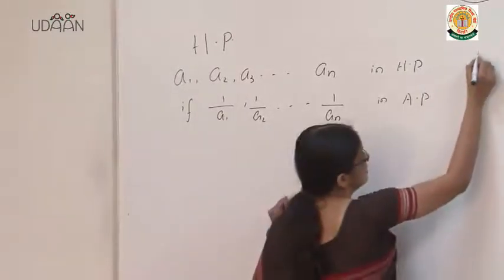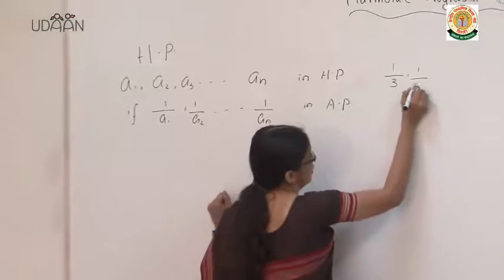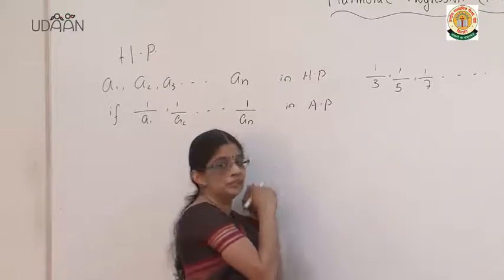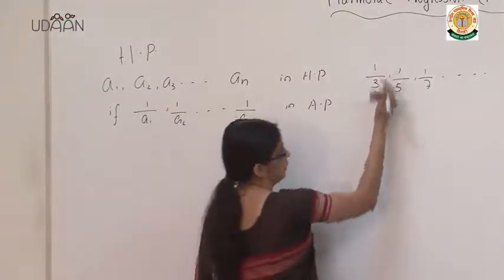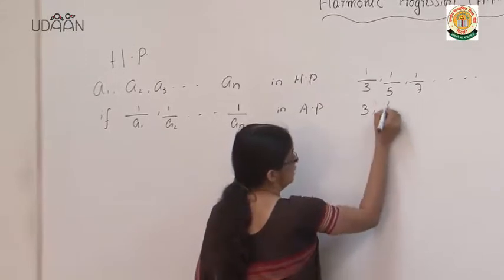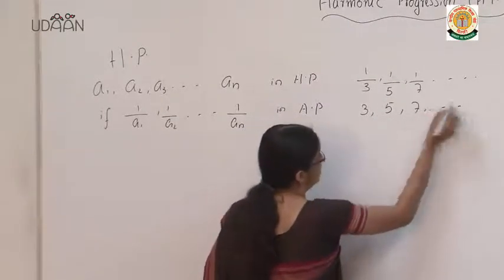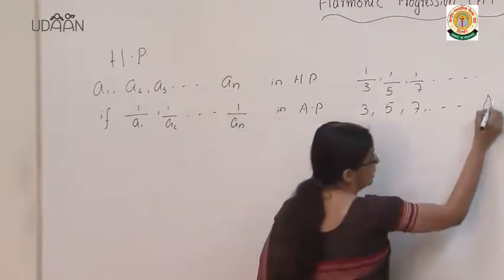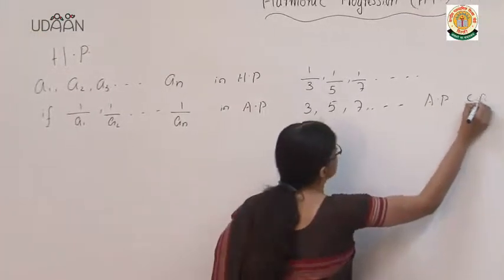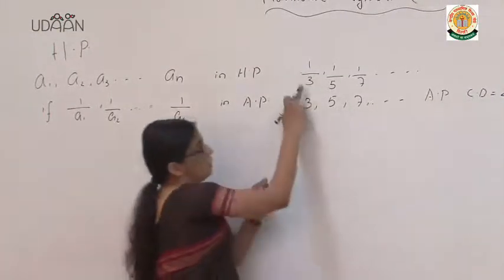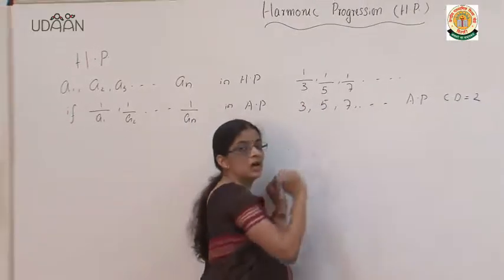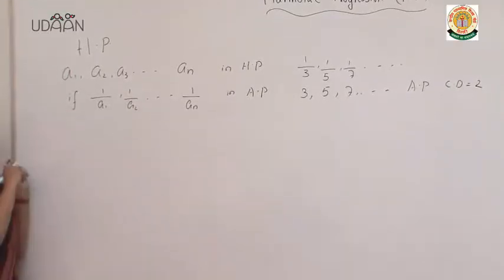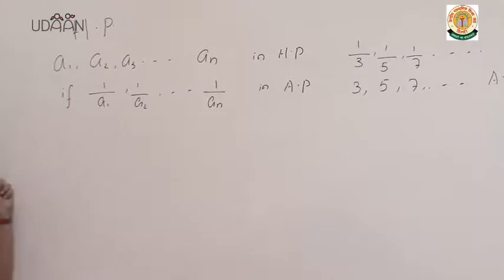For example, consider the sequence 1 by 3, 1 by 5, 1 by 7, etc. Are they in harmonic progression? How do we check? Let us take the reciprocal of the terms. Reciprocal of 1 by 3 is 3, then 5, 7, etc. We can see that the sequence 3, 5, 7, etc. is in arithmetic progression with common difference 2. Therefore, 1 by 3, 1 by 5, 1 by 7, etc. are in harmonic progression. Let us check how to find the nth term of this harmonic progression.